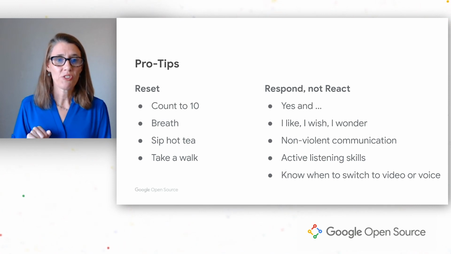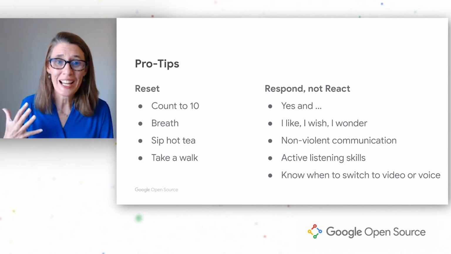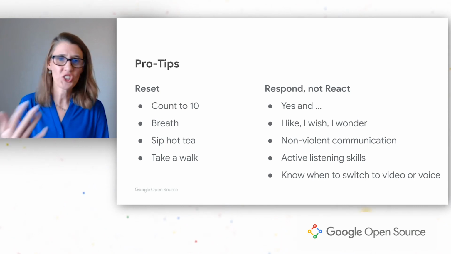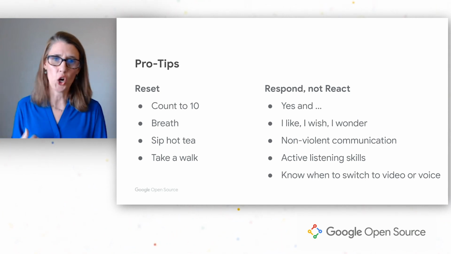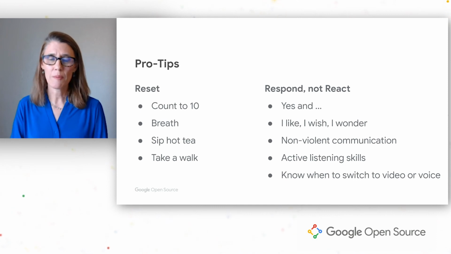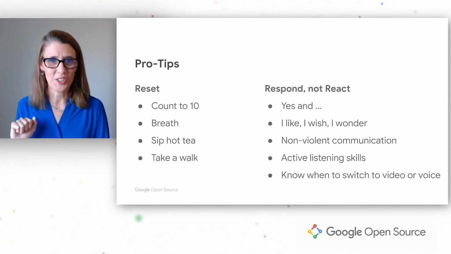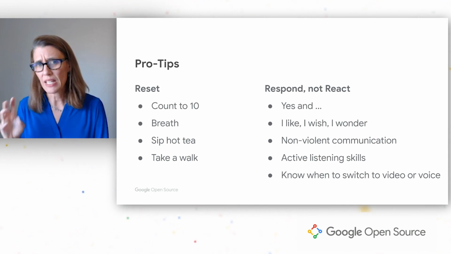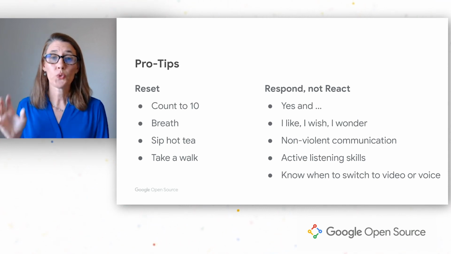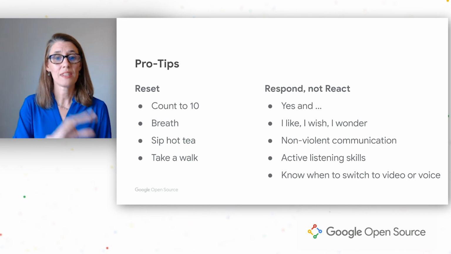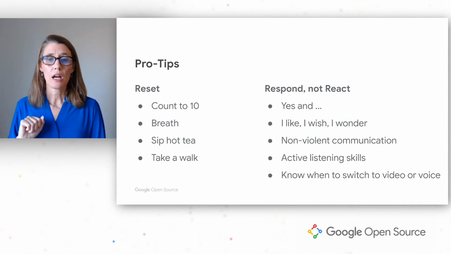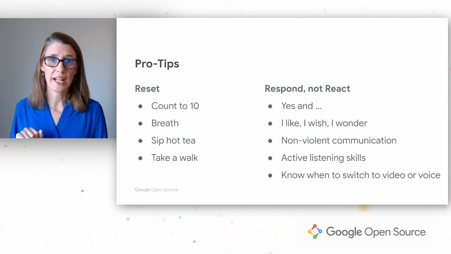So, in addition to growing EI, emotional intelligence, with mindfulness, you also need some good strategies that are just ready to go when you encounter some of the interesting interactions you'll have in open source. That way, if something does trigger you, you reset and then you respond rather than react. And there's a couple pro tips for you on how to do this.